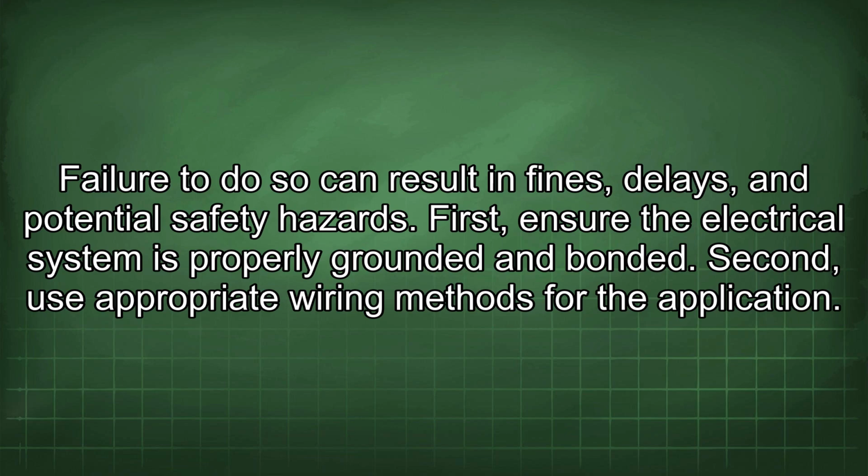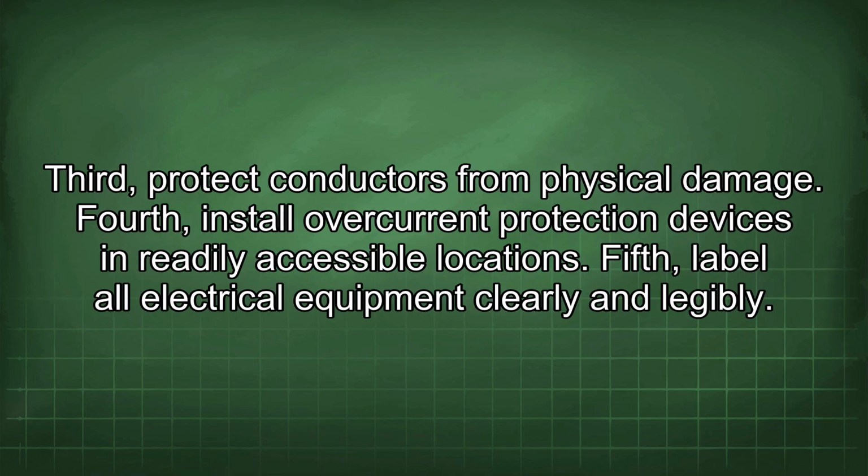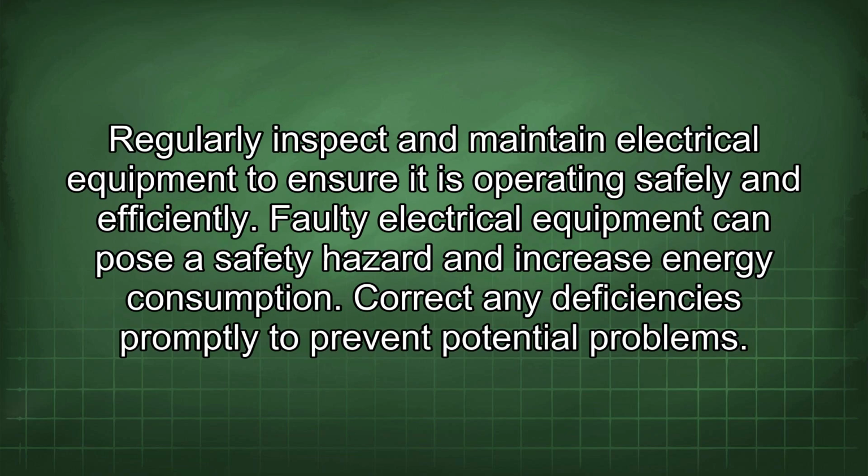First, ensure the electrical system is properly grounded and bonded. Second, use appropriate wiring methods for the application. Third, protect conductors from physical damage. Fourth, install overcurrent protection devices in readily accessible locations. Fifth, label all electrical equipment clearly and legibly. Regularly inspect and maintain electrical equipment to ensure it is operating safely and efficiently. Faulty electrical equipment can pose a safety hazard and increase energy consumption.